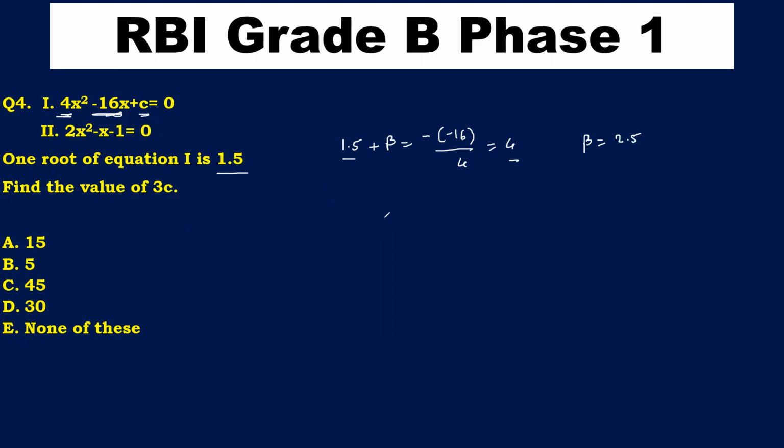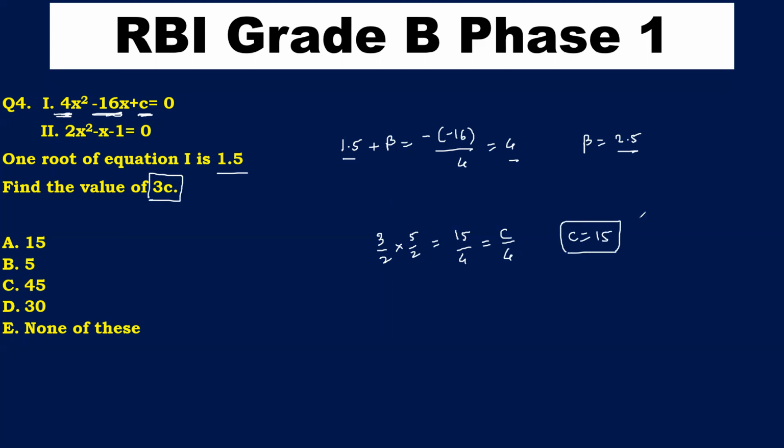And the product of roots. Now 1.5 is one of the roots, which is 3 by 2, and the second root is 2.5, which is 5 by 2. The product of roots is 15 by 4. That is given by c by 4. So that should be equal to c by 4, which gets us c is equal to 15.